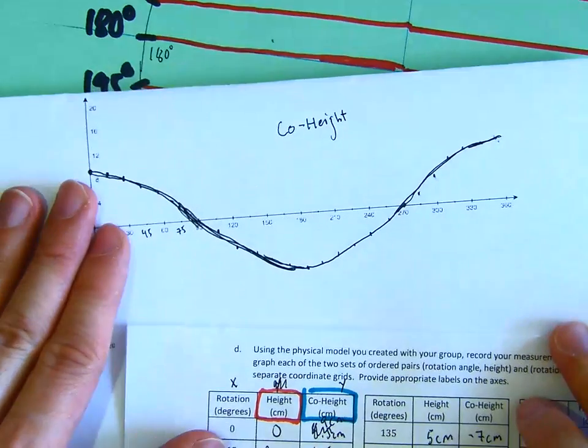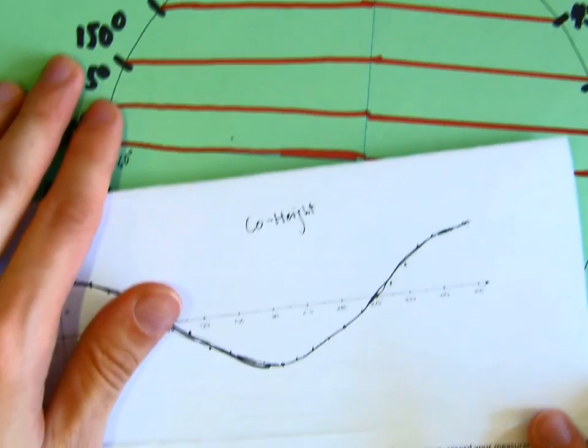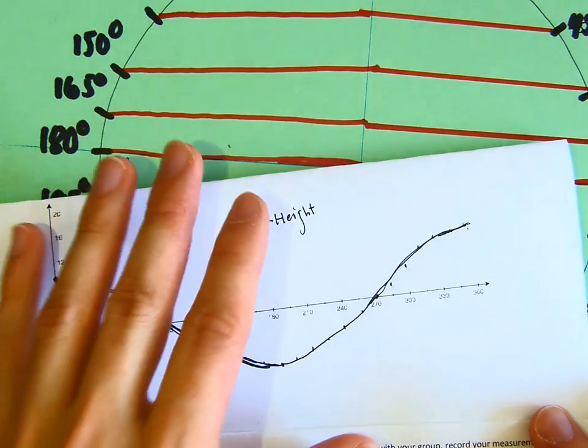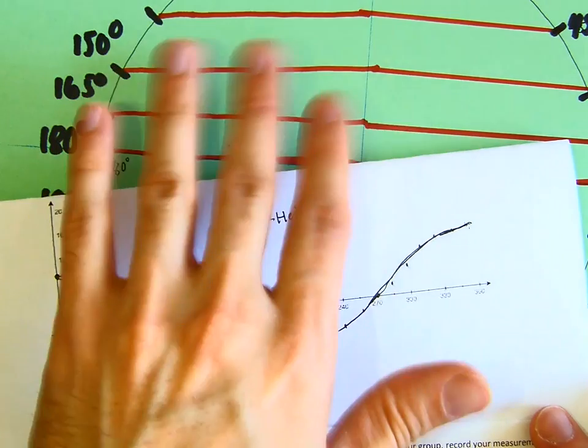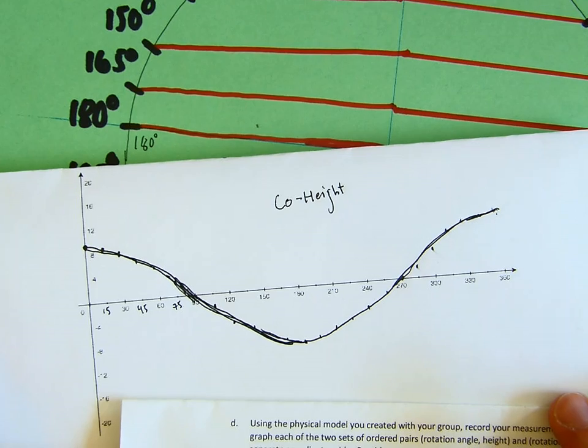And remember, it doesn't matter which circle you have. You could have a smaller circle or a larger circle, it doesn't matter. You should still have this as your CoHeight.